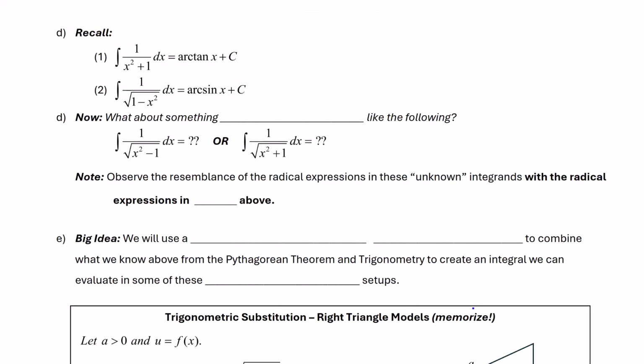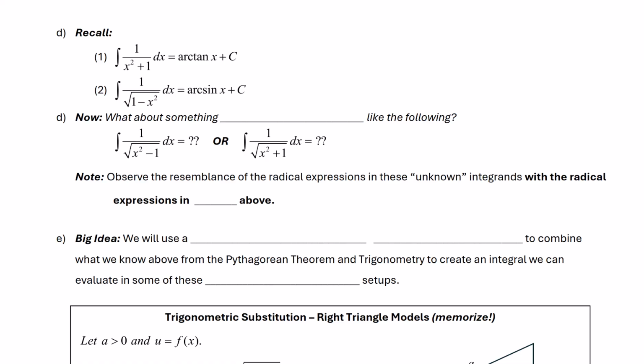Speaking of recalling, let's also note a couple that should be somewhat familiar to us. The antiderivative, or the indefinite integral, of 1 over x squared plus 1 dx is equal to arctangent x plus c. That shouldn't be too surprising, and it should be somewhat recognizable, if not familiar. Or secondly, the indefinite integral or antiderivative of 1 over the square root of 1 minus x squared dx is equal to arcsine x plus c. And again, these are just some hopefully familiar things from really Calculus 1.